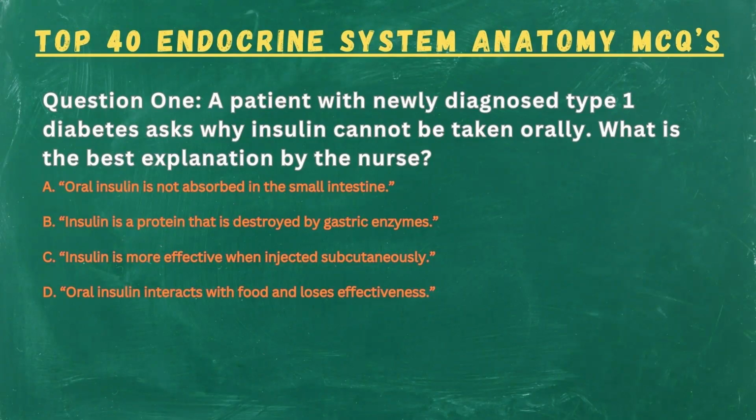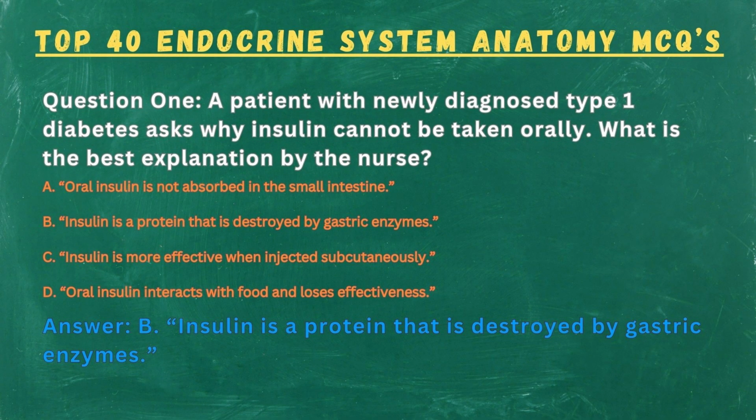Question 1. A patient with newly diagnosed type 1 diabetes asks why insulin cannot be taken orally? What is the best explanation by the nurse? A. Oral insulin is not absorbed in the small intestine. B. Insulin is a protein that is destroyed by gastric enzymes. C. Insulin is more effective when injected subcutaneously. D. Oral insulin interacts with food and loses effectiveness.